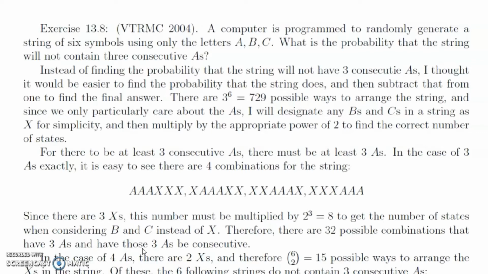What is the probability that the string will not contain three consecutive a's? So instead of finding the probability that the string will not have three consecutive a's, I decided to find the probability that it will, and then you just subtract that from 1 to get the final answer.